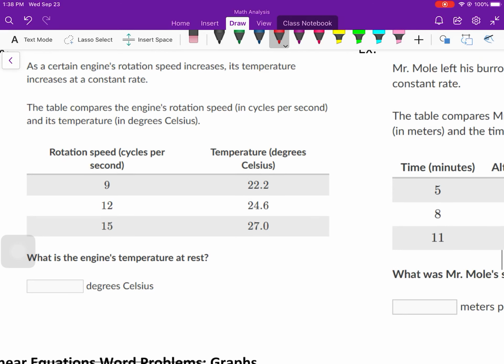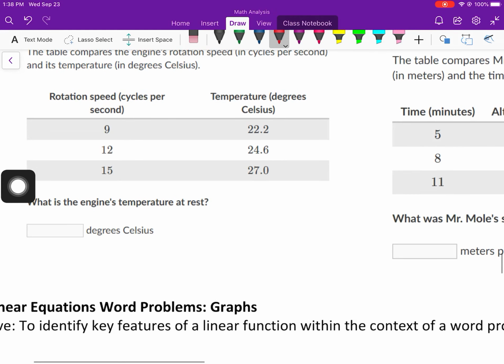Let's look at this one. Same engine question, right? But what is the engine's temperature at rest? So we have this table, and when it's at rest, do you think the engine's rotating? No, the engine's at rest, so it's going to be at 0. So we got to go backwards to where this is 0. Let me draw a new table so we can do that.